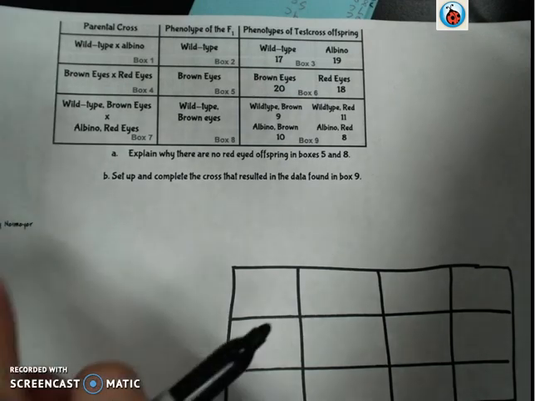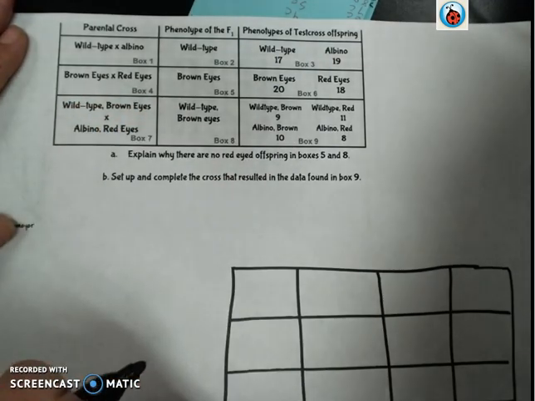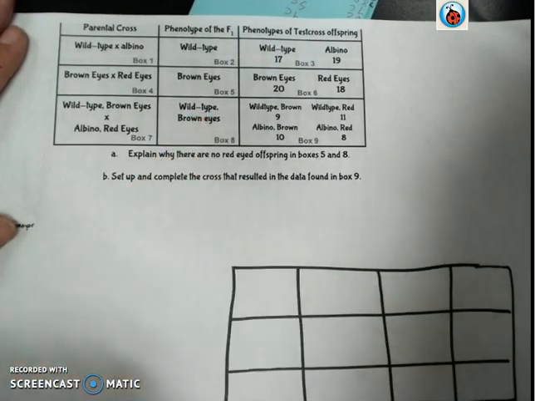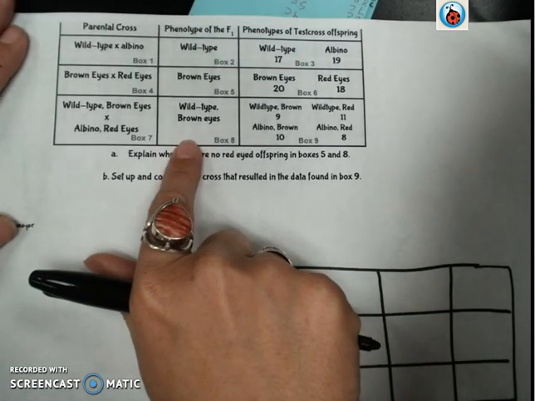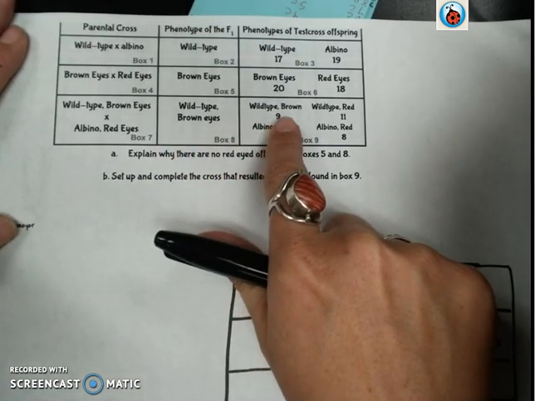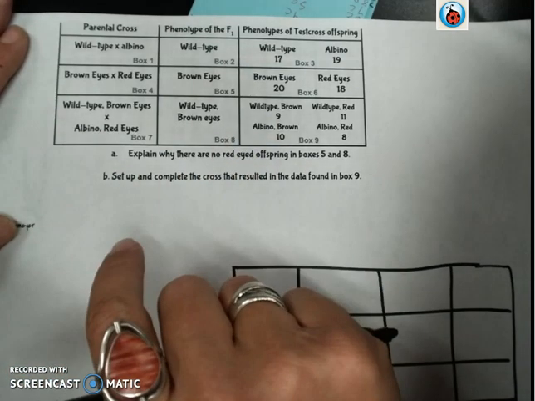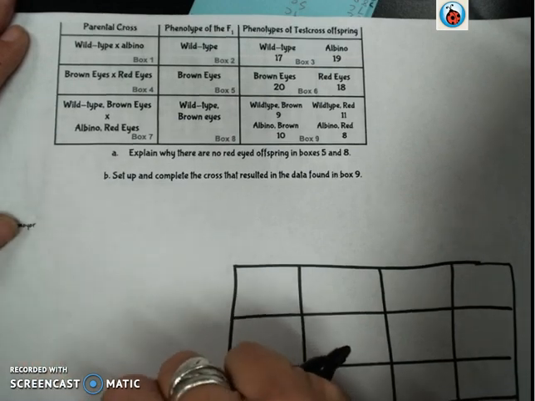So, here we go. Here we are looking at now both of those traits. And we see when we take a wild type Pika with brown eyes and cross it with an albino red-eyed Pika, all of the F1 are wild type with brown eyes. Now, when we test cross the wild type with brown eyes, we find that the offspring come in 4 variations. There's wild type with brown eyes, wild type with red eyes, albino with brown eyes, and albino with red eyes.